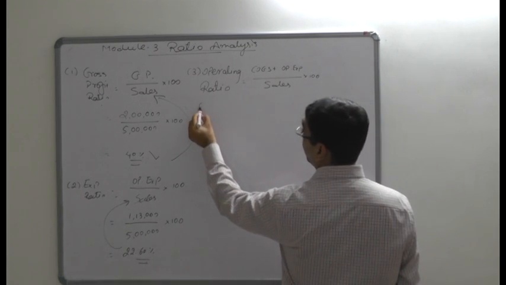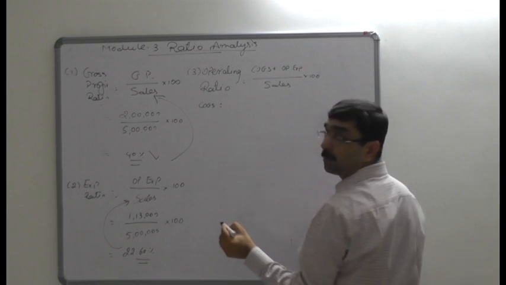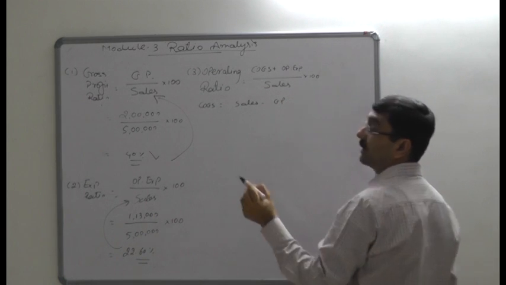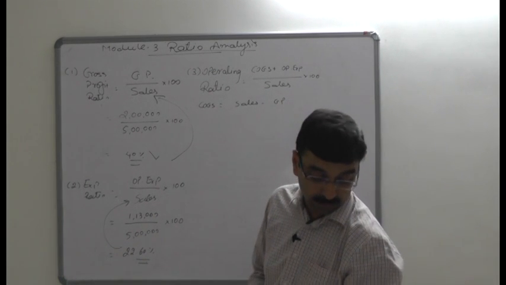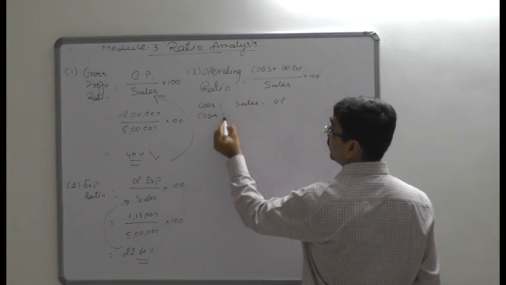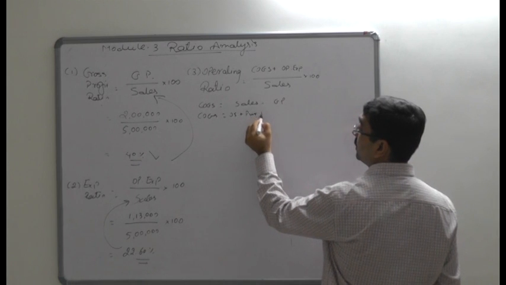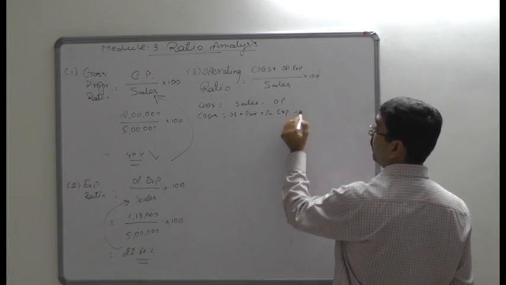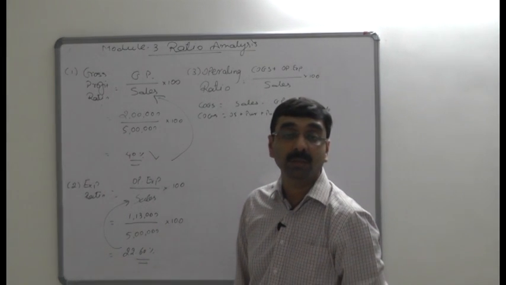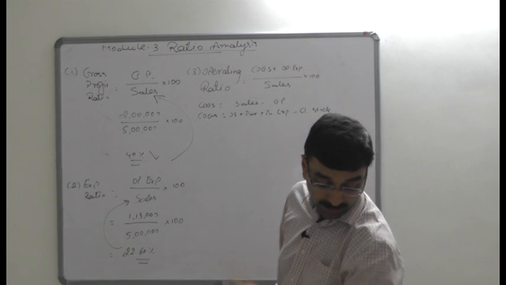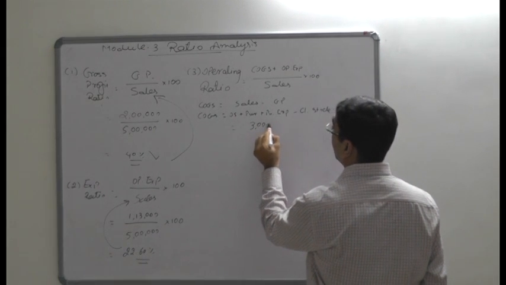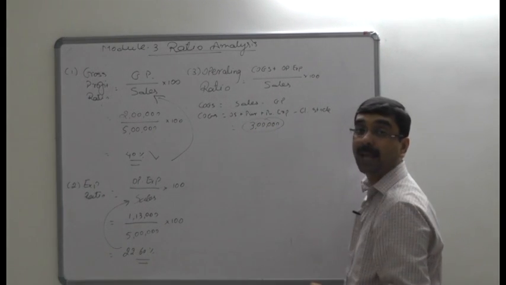Now see how you can find out the cost of goods sold. One formula is that the cost of goods sold is equal to sales minus gross profit. Another formula is opening stock plus purchases plus purchase expenses, minus closing stock. When you apply this formula, you find the cost of goods sold is around 3 lakh rupees.